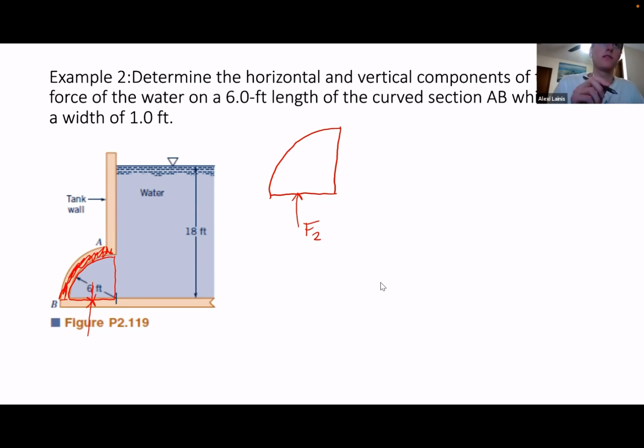All right, what other forces are there? Okay, someone said horizontal force. Yep, there's going to be a horizontal force on the water, this pressure pushing on the water inside our little free body diagram. That force is going to act somewhere towards the bottom. We'll call that F1. All right. Now there's a couple more forces.